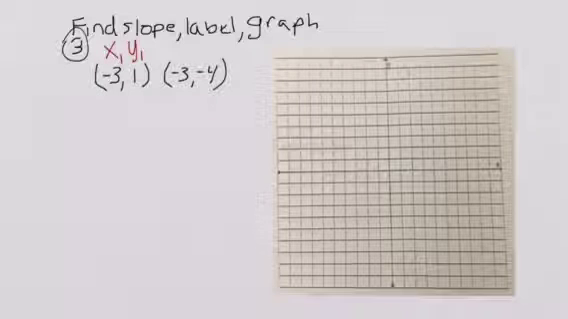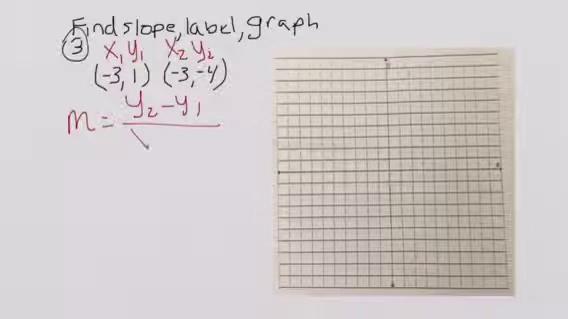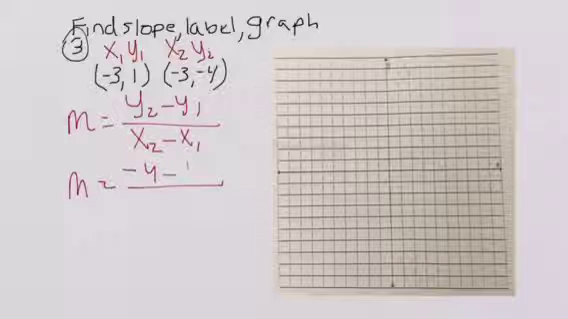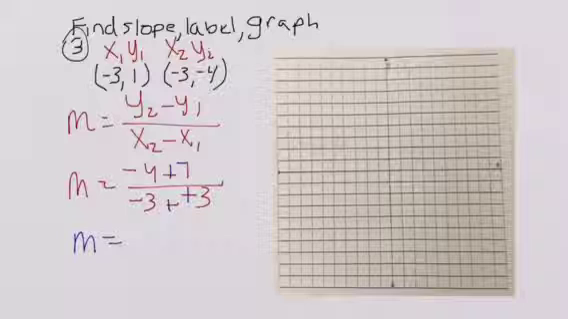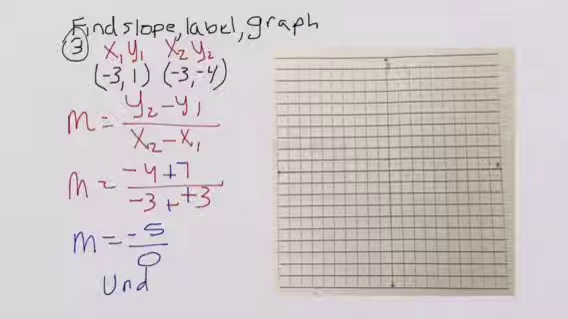x1, y1, x2, y2. M equals y2 minus y1 over x2 minus x1. Slope is equal to negative 4 minus 1 over negative 3 minus negative 3. We're going to add a line, change the sign, add a line, change the sign. So slope is equal to negative 5 over 0. So this is an undefined slope.